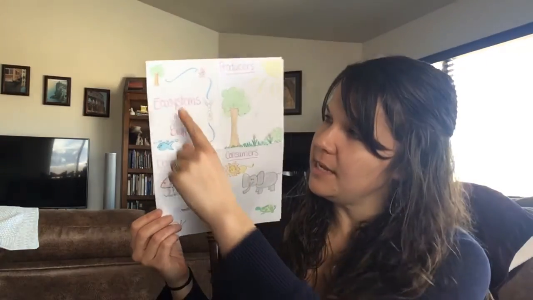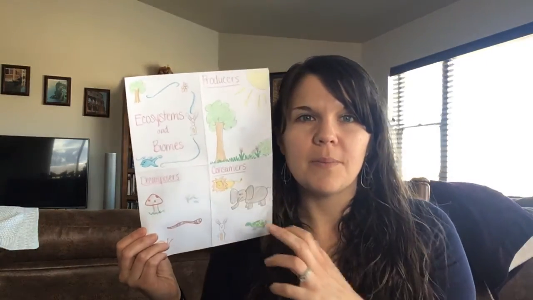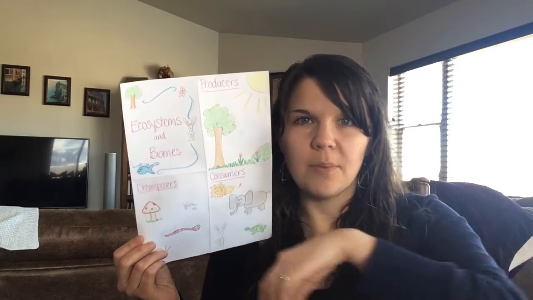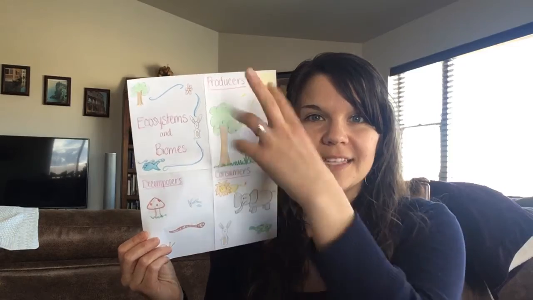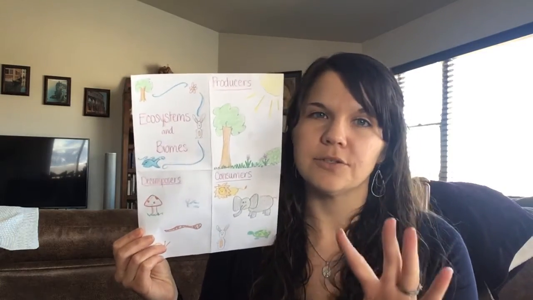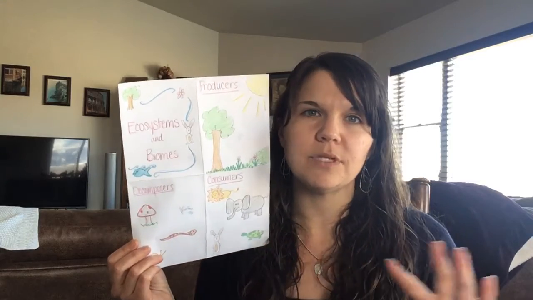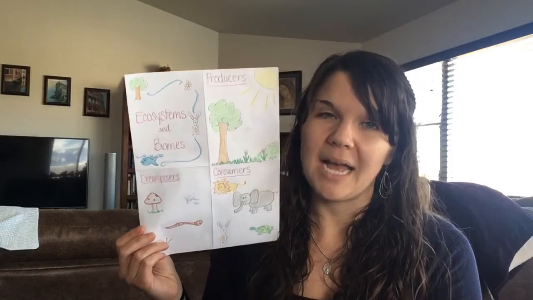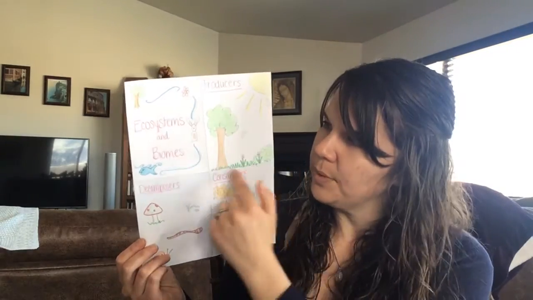So you should have a page that looks like this, which says ecosystems and biomes. Remember, an ecosystem is a group of living things in one spot that help each other stay alive. Okay, and then scientists looked and they saw that a lot of these ecosystems had the same characteristics, the same plants, the same animals, the same kind of rainfall, and they gave them names, and those are where we get biomes.